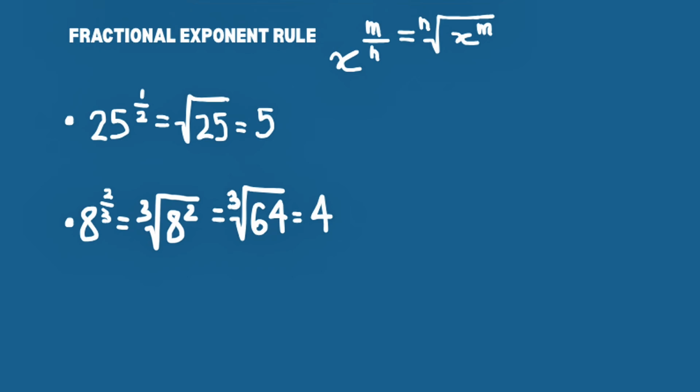The second example, we have 8 to the power of 2/3. Let's save the 2 from getting a sunburn, and let's put it under the shadow beneath the radical sign. Now let's let 3 tan a little bit, which leaves us with the cube root of 8 squared. 8 squared is 64, and the cube root of 64 is just 4.